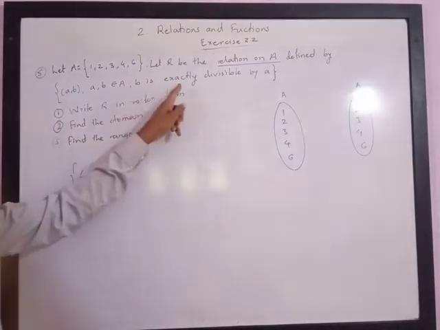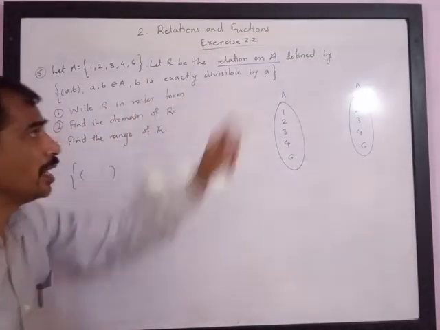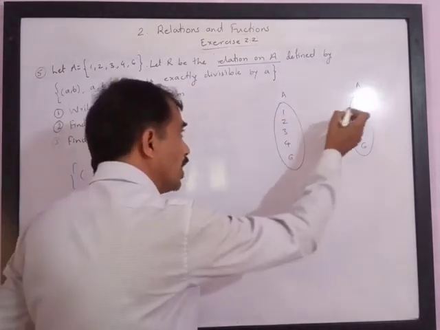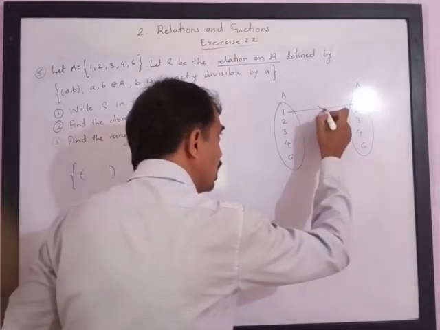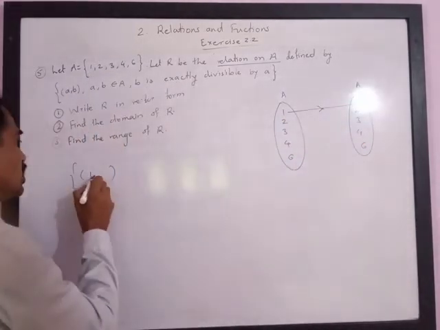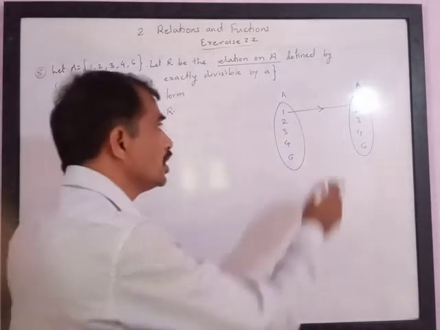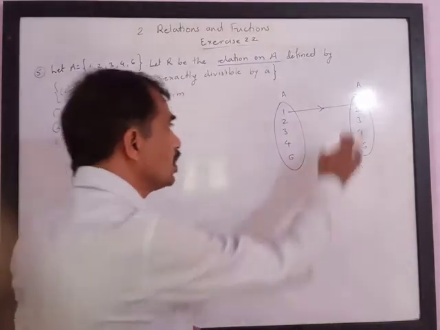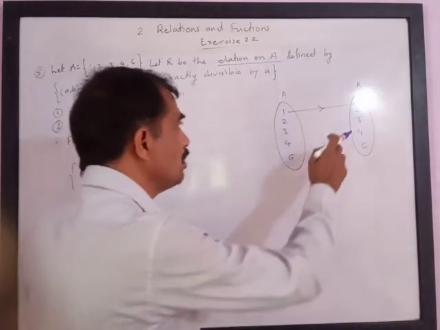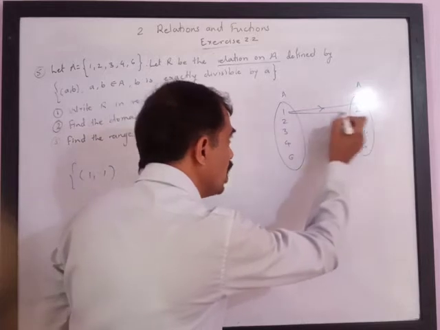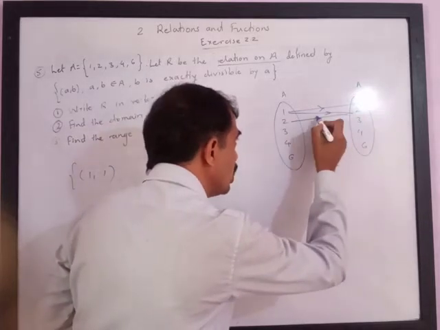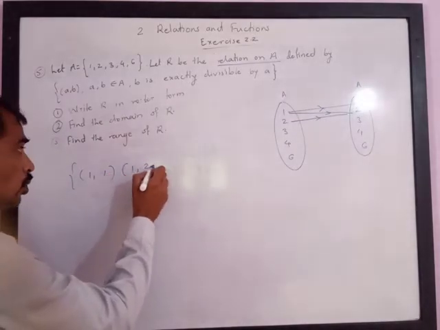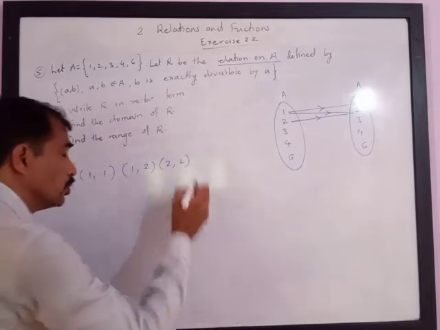Then b is exactly divisible by a. Please note, b is divisible by a. This one is divisible by 1. So first is (1, 1). Then 1 is not divisible by 2. 1 is not divisible by 3. 1 is not divisible by 4. Next comes 2. 2 is divisible by 1 also, and 2 is divisible by 2 also. So this gives (1, 2) and (2, 2).